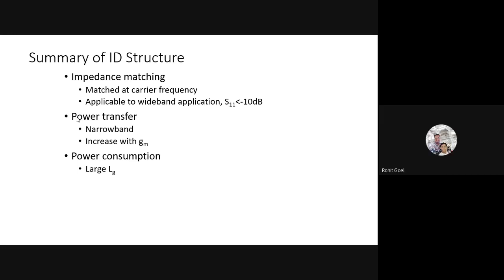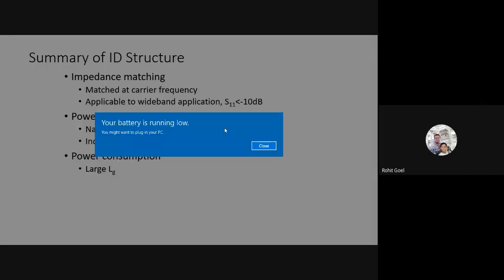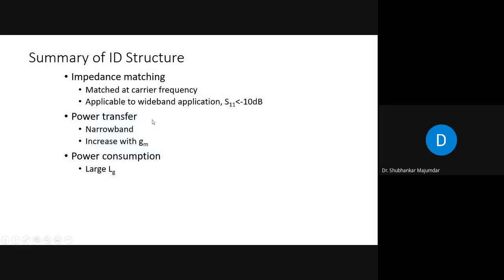My question is that you have written in the slide that impedance matching is there and it is applicable to wideband application. But if we are resonating it at a single frequency, then how is it applicable to wideband?